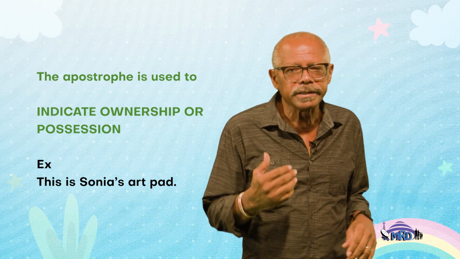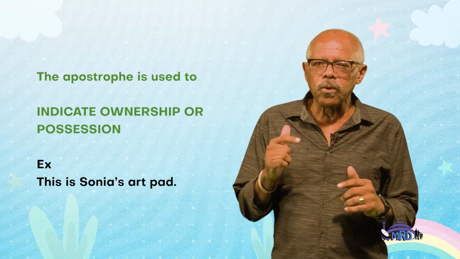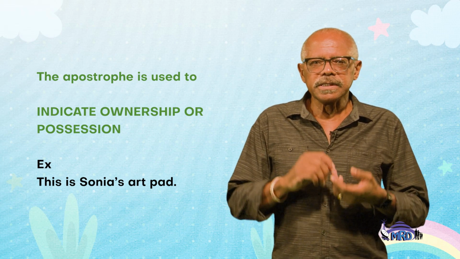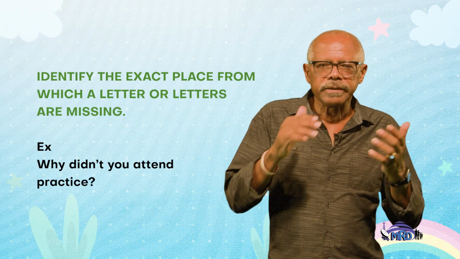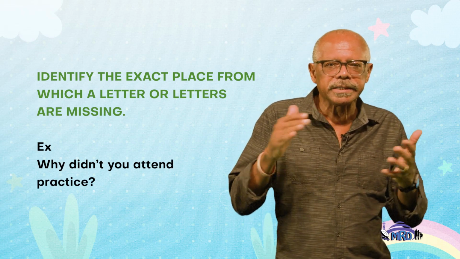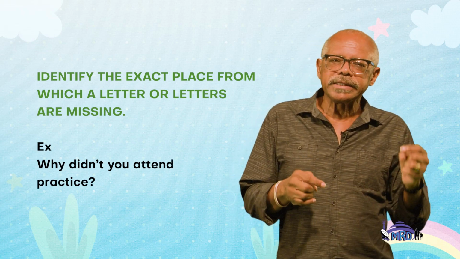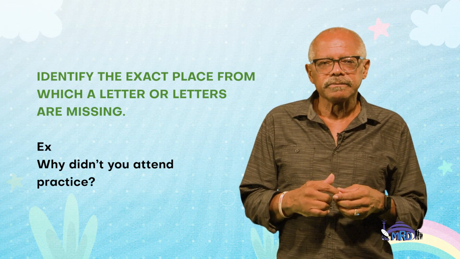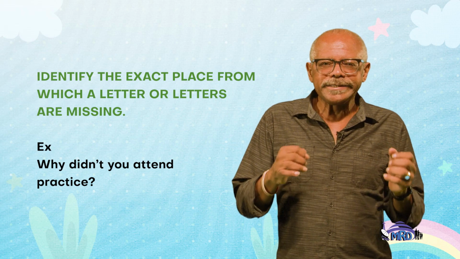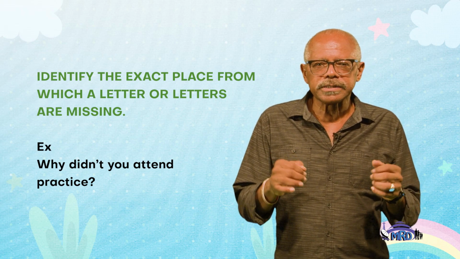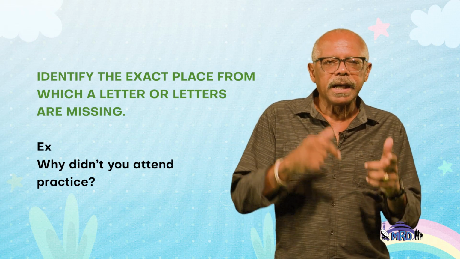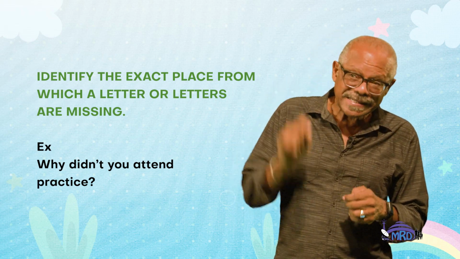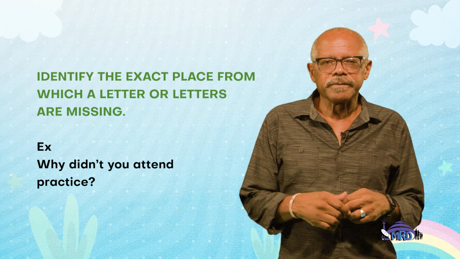The apostrophe, on the other hand, is used to indicate ownership or possession. Example, this is Sonia's art pad. The apostrophe comes between the N and S. It's also used to identify the exact place from which a letter or letters are missing. Example, why didn't you attend practice? The didn't there, D-I-D-N apostrophe T. The O is missing and that apostrophe identifies exactly where the letter is missing from.